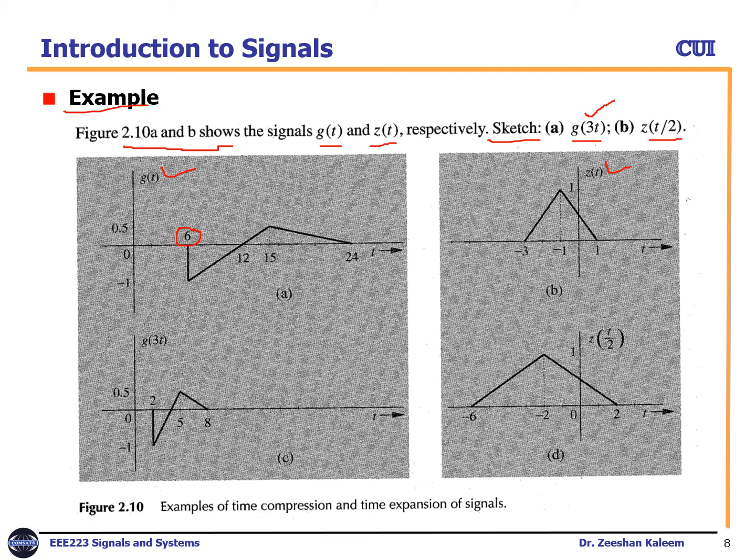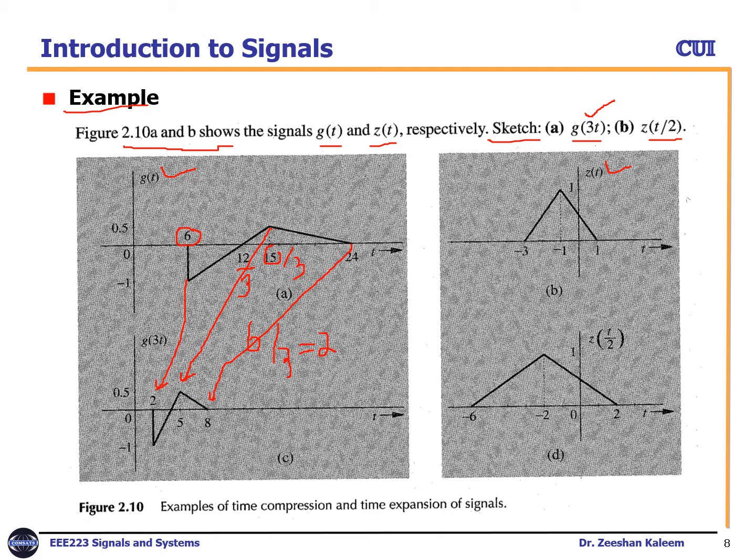Let's see here, right? So 6 divided by 3, we get 2. For 12, 12 divided by 3, we have 4. It's not mentioned here, but 15 divided by 3, we have 5. So this looks similar at 5. And 24 divided by 3 is 8. So you can clearly see that there is a compression in g(t) by doing the g(3t) operation.